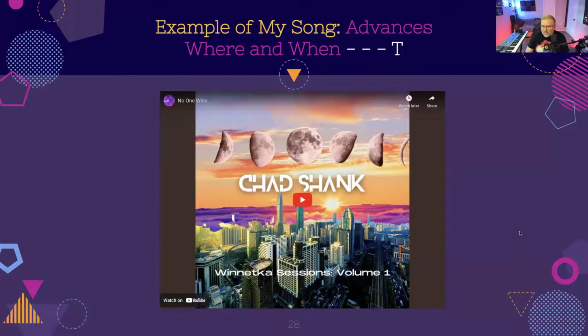And then this song doesn't actually have a bridge. It just kind of repeats the chorus going out. But I was advancing kind of the where and the when there.